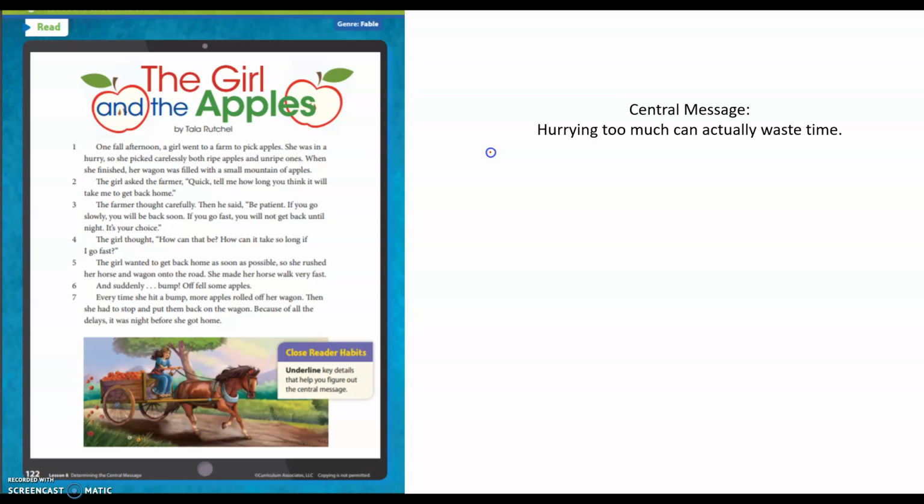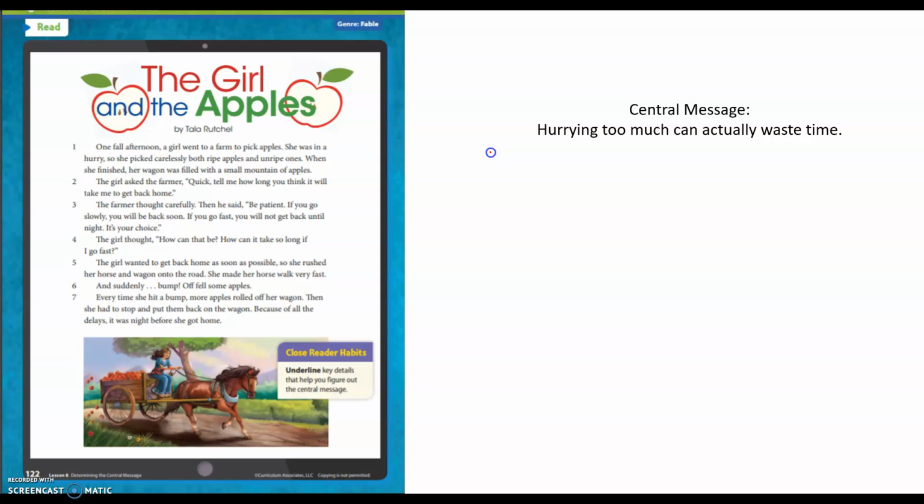So we can learn that hurrying too much can actually waste time. So she wasn't being careful. And I like to think about when I was in school and I was doing an assignment. If I hurried up really, really fast and tried to get my multiplication problems done, I made mistakes and I had to go back and do it all over again. Or when I was writing, if I hurried, I had to go back and do it all over again. So it ended up wasting time and taking longer than it was supposed to. So this is a really good lesson.